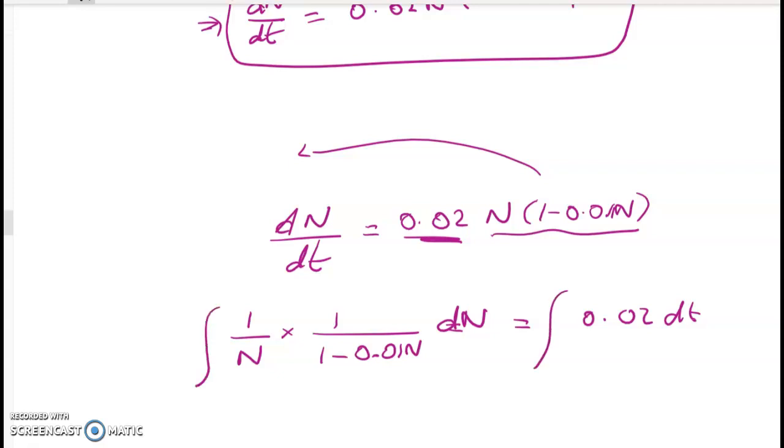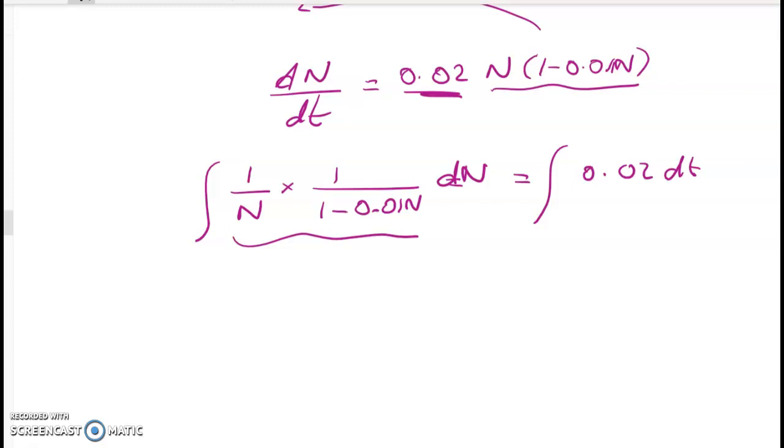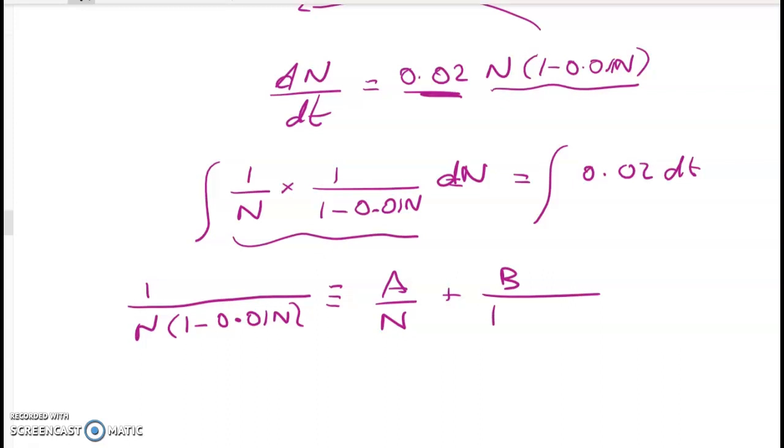And I'm going to integrate both sides, right? So that's the usual setup. But this is a big mess to integrate. So we need to split that up into a sum. 1 over n times 1 minus 0.01 n can be broken up into a over n plus b over 1 minus 0.01 n. 1 is equal to a times this. So this is all that stuff you did at the start of the year on partial fractions.